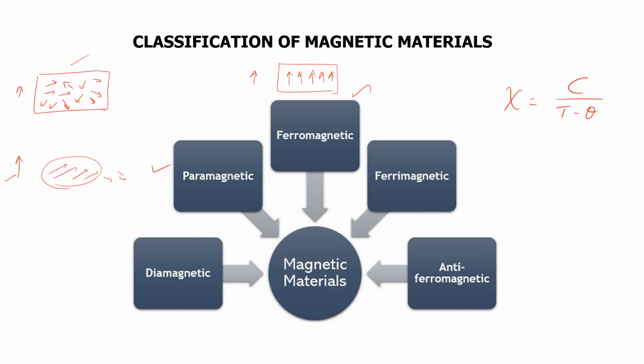They have a permanent dipole moment, so they act as strong magnets. Then they exhibit magnetization even in the absence of an external field. This property is called spontaneous magnetization. Then its susceptibility is positive and also very high. It also obeys the Curie-Weiss law, chi is equal to C by T minus theta.